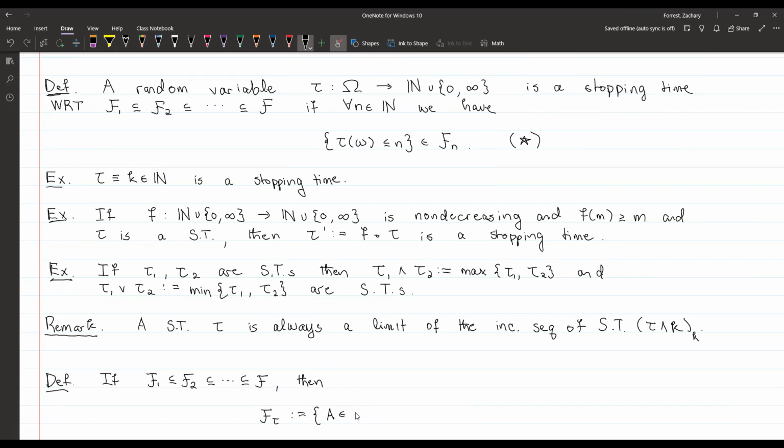A, of course, is always going to belong to F, the overarching sigma algebra in our filtration. And if I take A and intersect it with the set of values where tau is less than or equal to n, the result should be a member of the nth sigma algebra in the filtration.